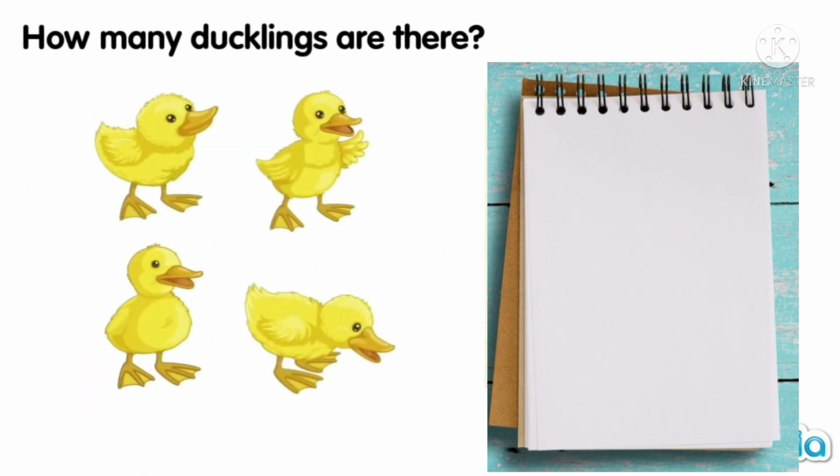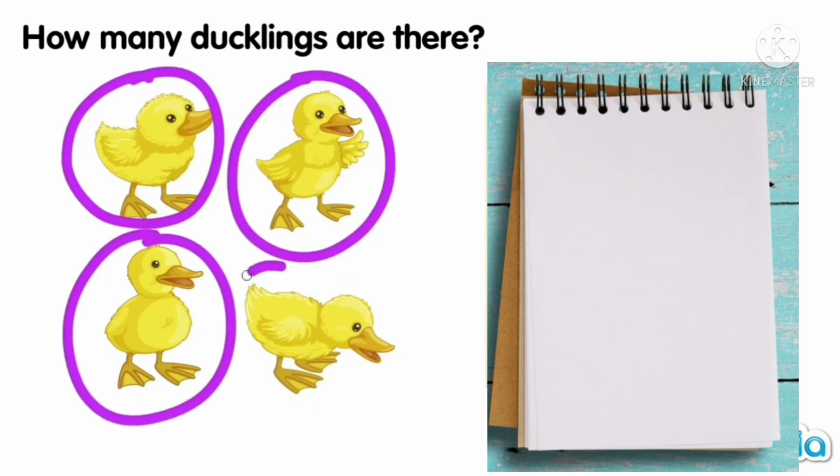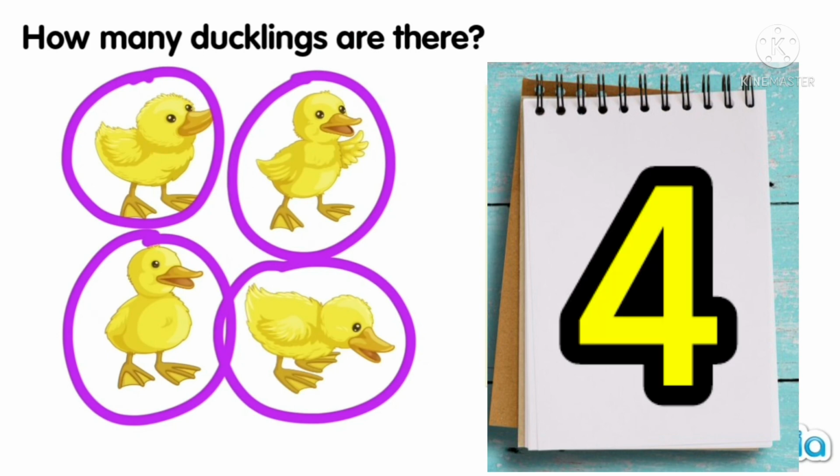How many ducklings are there? Let's count. One, two, three, four. There are four ducklings. Four.